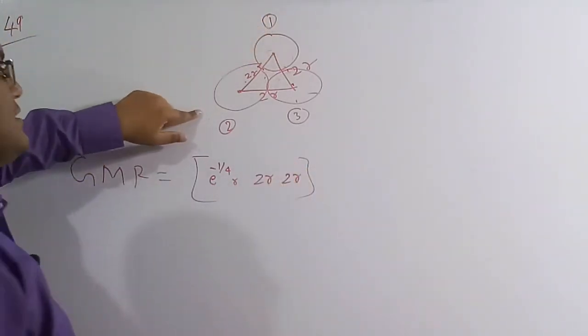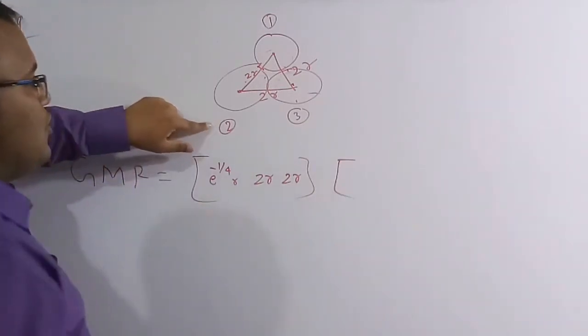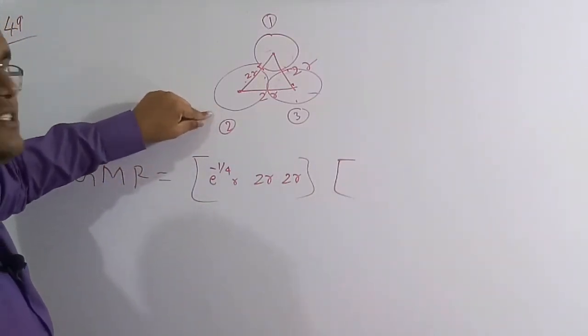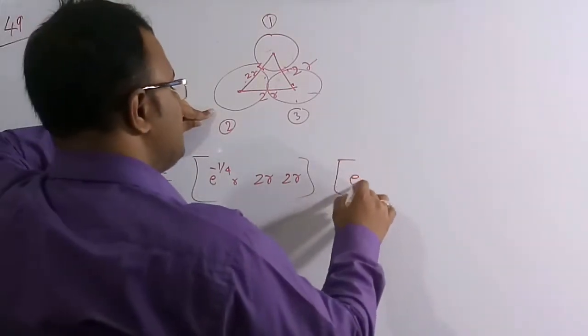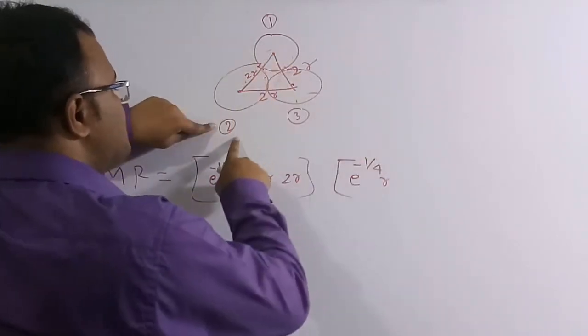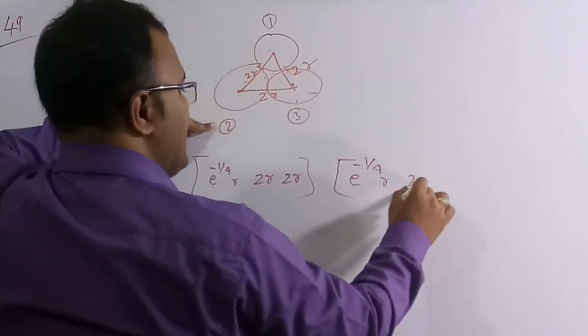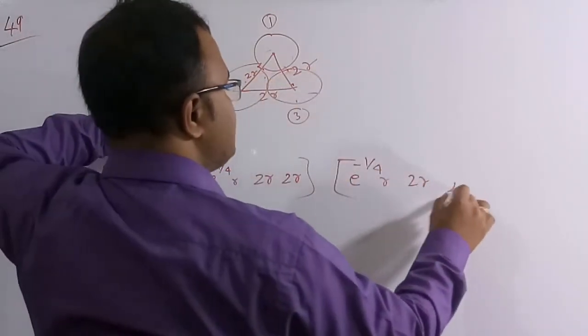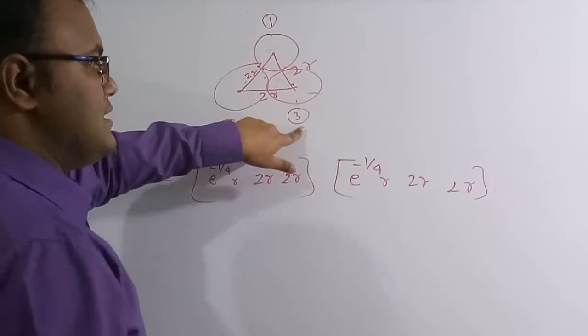Now for the second connector, in the same fashion, the self GMD of the second connector is again e to the power of minus 1 by 4 into r. Again from 2 to 1, the distance is 2r, and similarly from 2 to 3, the distance is 2r. Similarly for the third connector, the same thing.